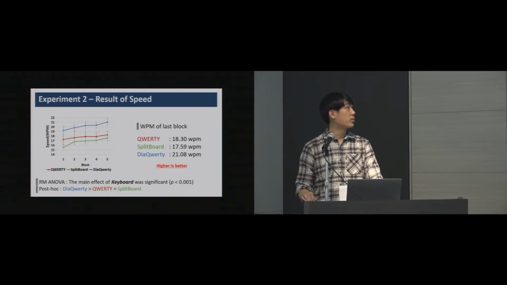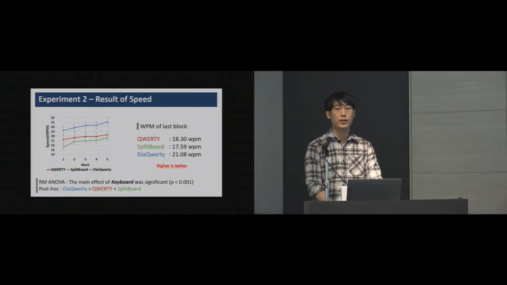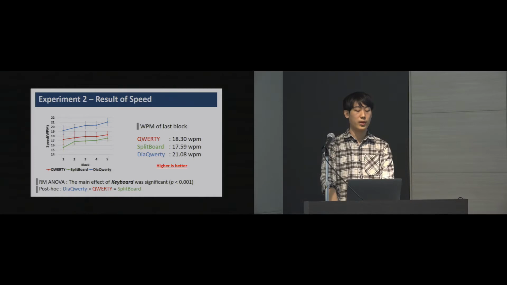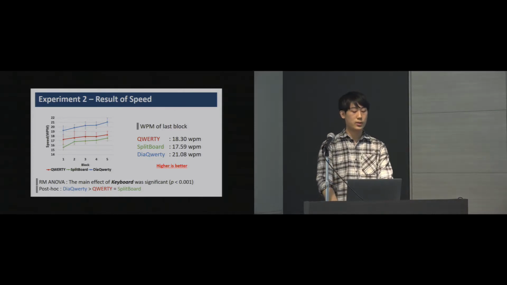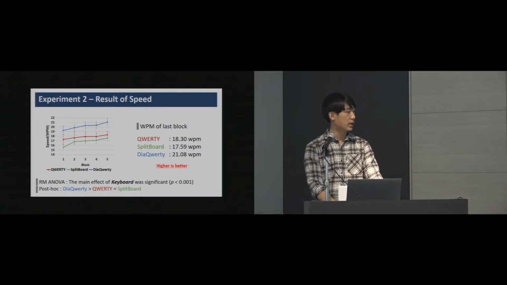This is the result of experiment 2. In the final block, QWERTY, SplitBoard, and DiaQwerty reached about 18 WPM, 18 WPM, and 21 WPM respectively. There was a significant effect of keyboard, and DiaQwerty was the fastest, and the difference between QWERTY and SplitBoard was not significant. This is a different result from experiment 1.